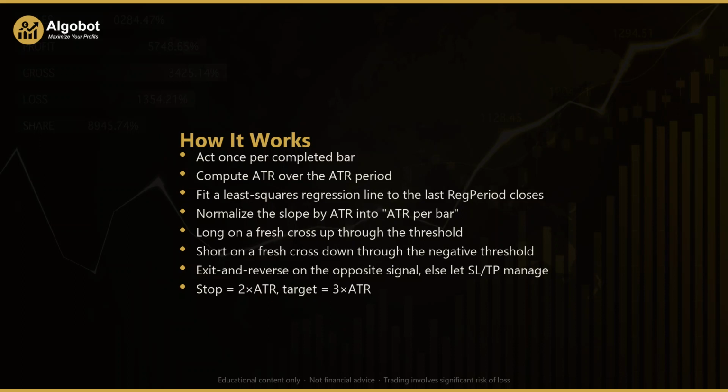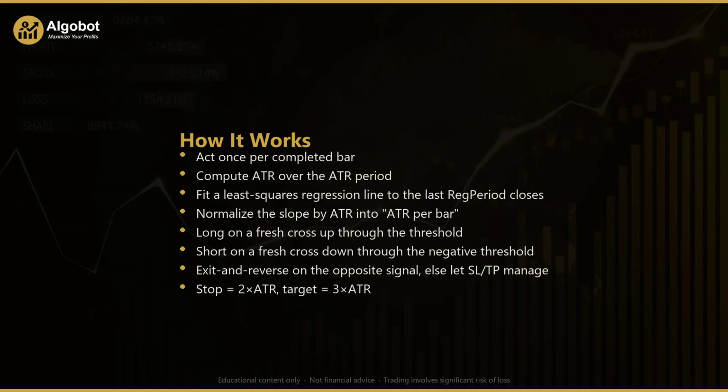Next, it fits a least squares linear regression line through the last 20 closing prices, controlled by the RegPeriod input, and it reads the slope of that line. The slope represents the average price change per bar. So a positive slope means the fitted line is pointing upward, and a negative slope means it is pointing downward. That slope is then divided by the current ATR to produce the normalized slope, measured in ATR-per-bar.